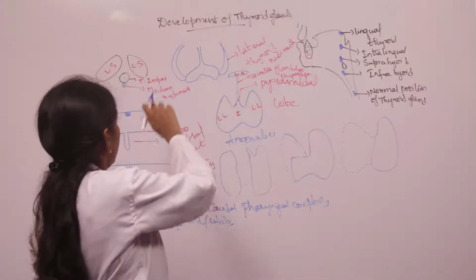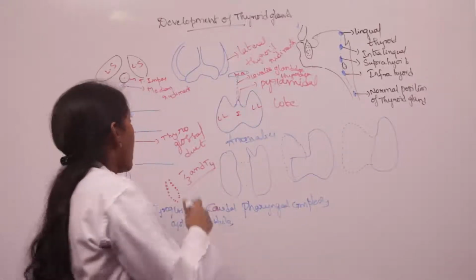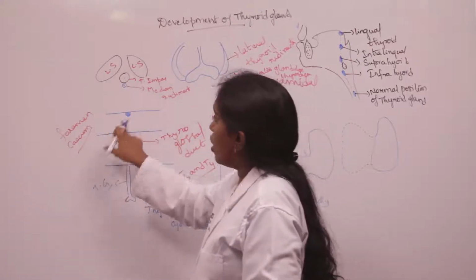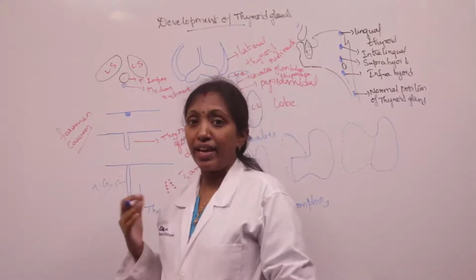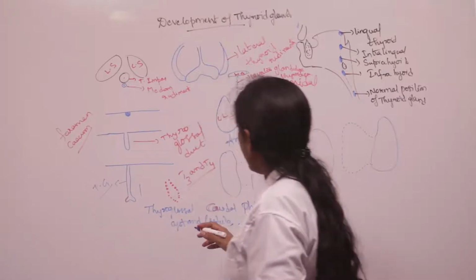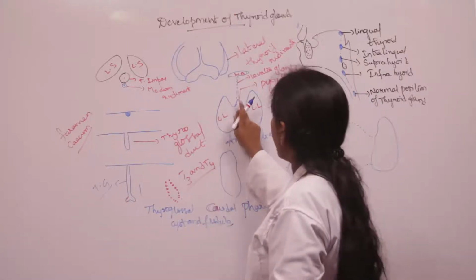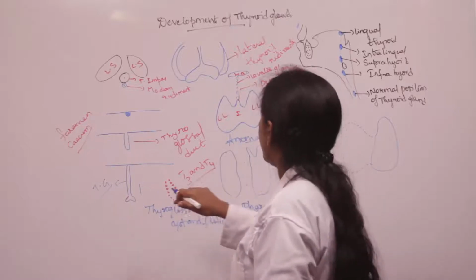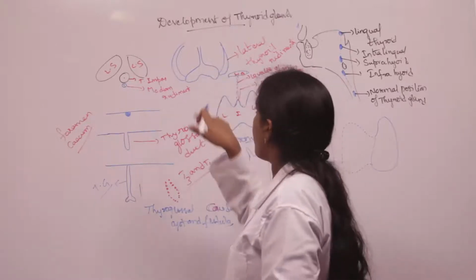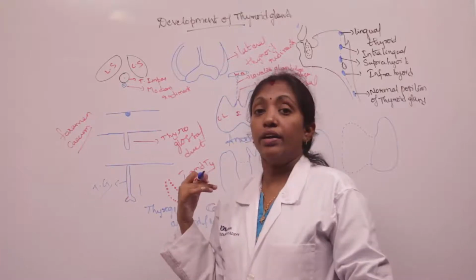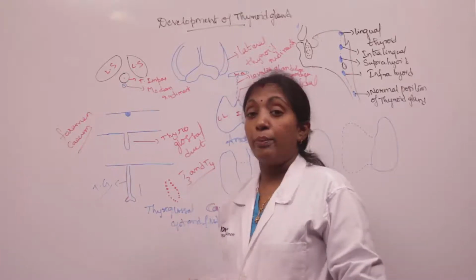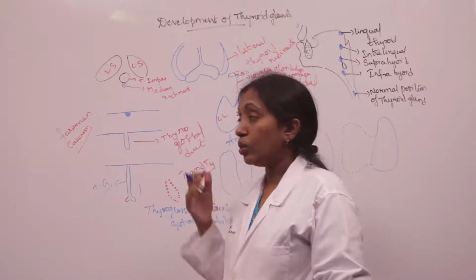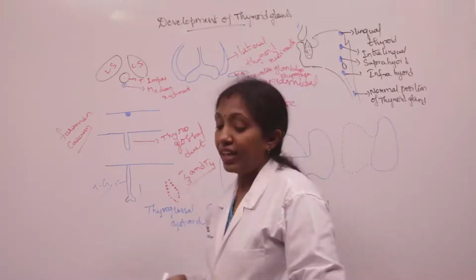So we have seen how the thyroid gland develops, and the upper part of the thyroglossal duct we call the foramen cecum. And here we have seen that this is the pyramidal lobe, which is nothing but the lower remnant of the thyroglossal duct. And the lateral thyroid rudiments also help in the development of the thyroid gland. They prevent the gland from descending further downwards. Okay, so that's about the development of thyroid gland.